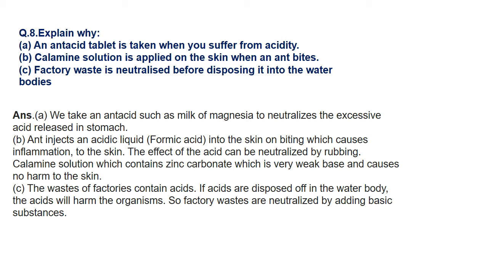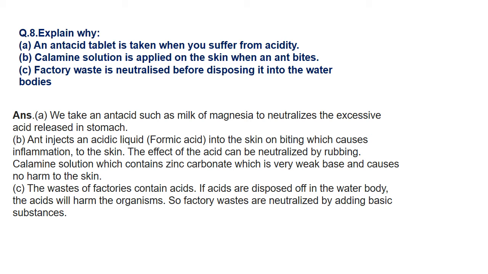Calamine solution, what does it do? An ant injects an acidic liquid, that is formic acid, into the skin on biting, which causes inflammation to the skin. The effect of the acid can be neutralized by rubbing calamine solution, which contains zinc carbonate, a very weak base that causes no harm to the skin.